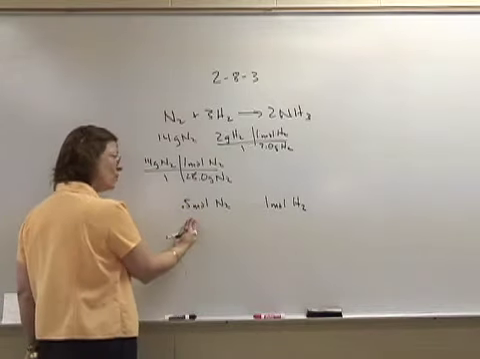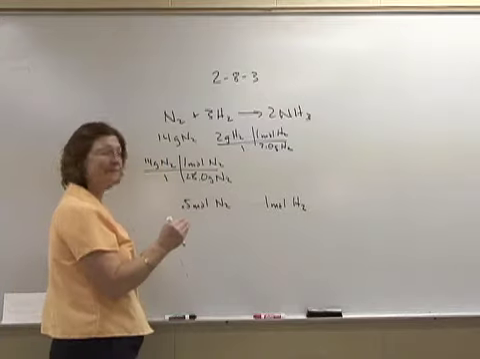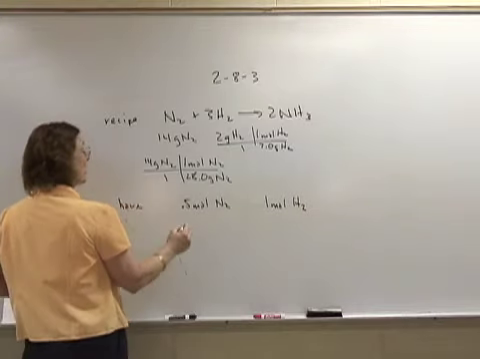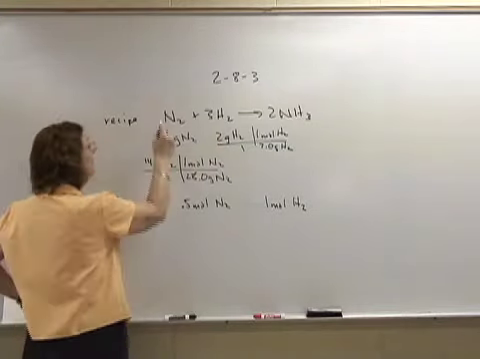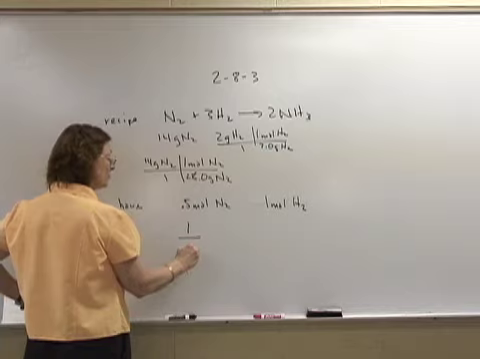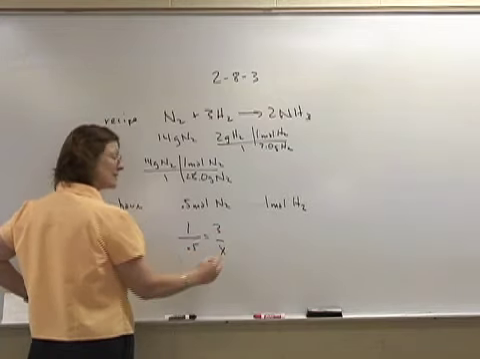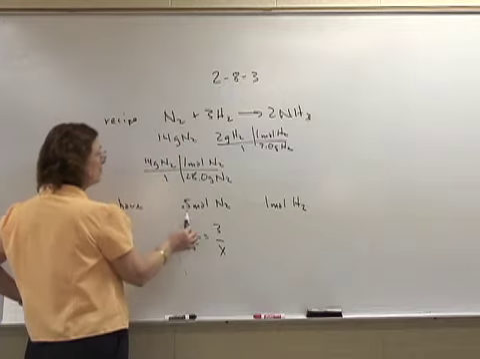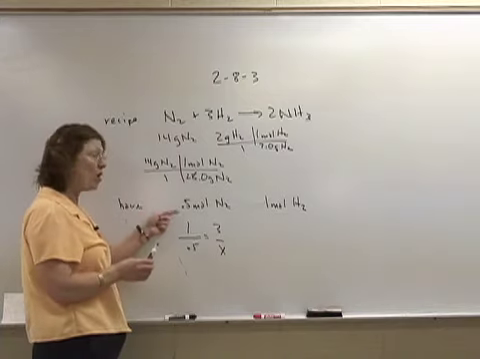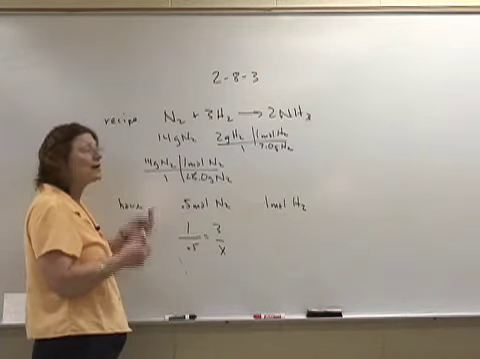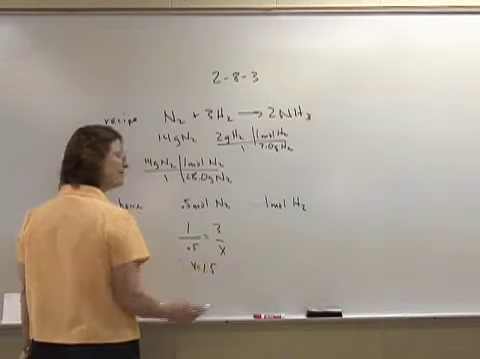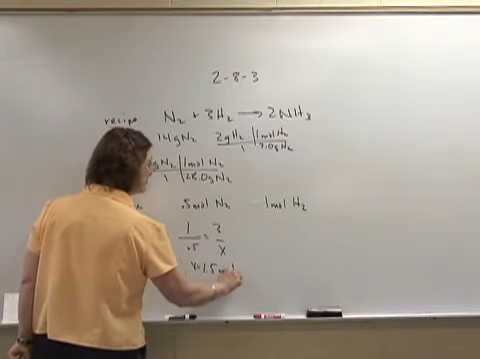Now, once they're in moles, I can compare them to my recipe. This is my recipe, and this is what I have. So I say, I always pick my first one. There is a coefficient of 1 in front of the nitrogen. So 1 nitrogen is to 0.5 as 3 is to X. 1 is to 0.5 as 3 is to how much? That's what I need to know. In order to use up all of this 1/2 mole, how much hydrogen would I need? Well, I would need X equals 1.5 moles of the hydrogen.